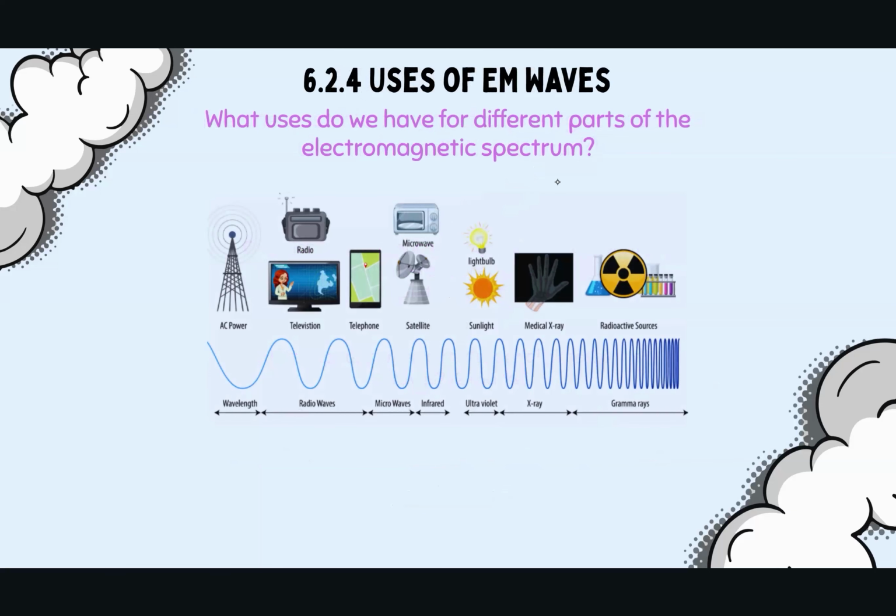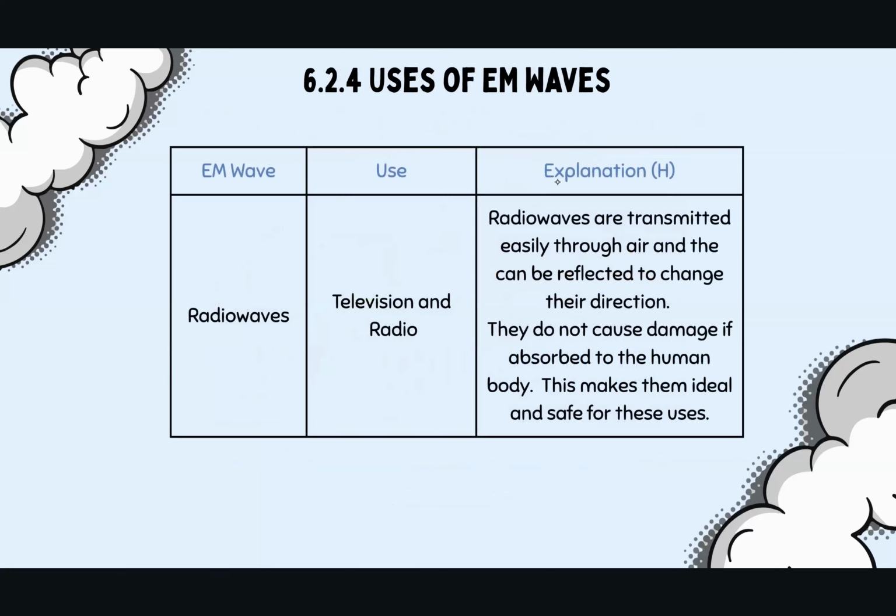Okay, uses of electromagnetic radiation. So radio waves are used in television and radio. Radio waves are transmitted easily through the air. They can be reflected to change their direction easily. They do not cause damage if absorbed by human bodies, and that makes them ideal for safe use.